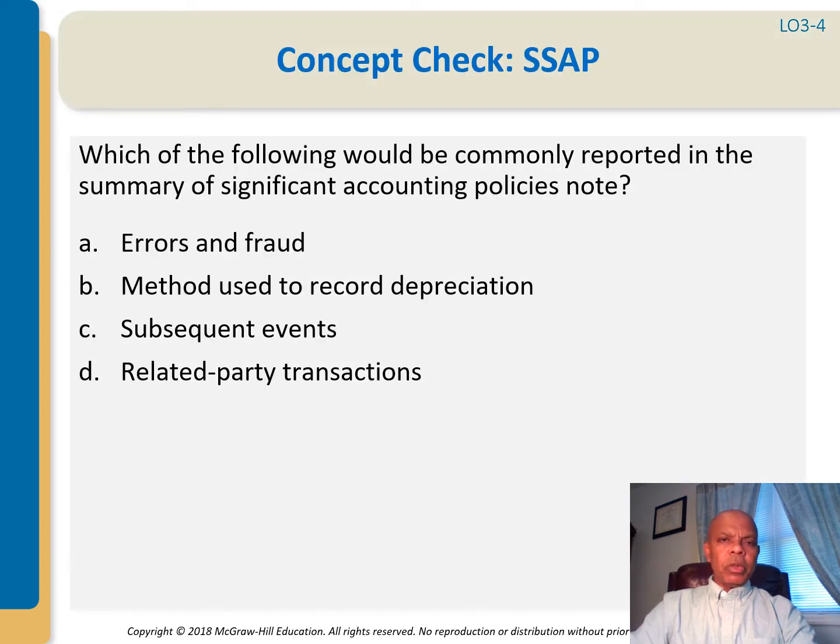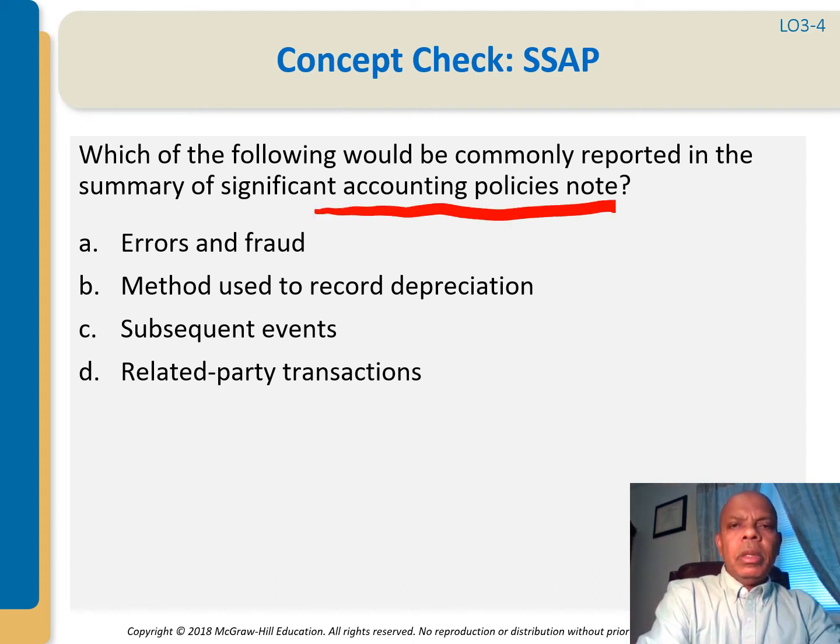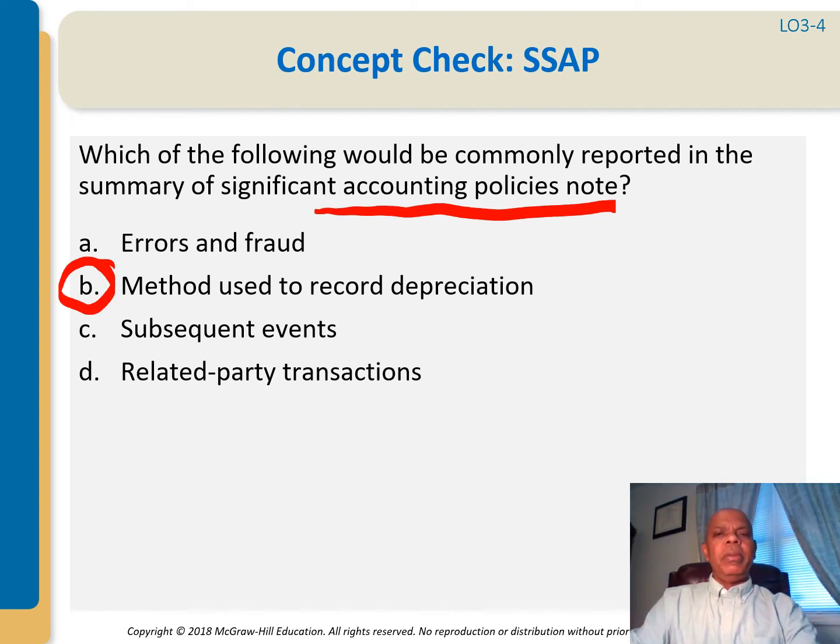Okay, let's take a look at this one. Which of the following would be commonly reported in the summary of significant accounting policies? We are talking about significant accounting policies, right? Errors and fraud, it's not a policy. The method used in the record of depreciation, that sounds good. Subsequent events is not a policy. The related party transactions, those are not policies. This is the one, this is the policy. Different methods can be used, right? Okay, now let's go to the next one.